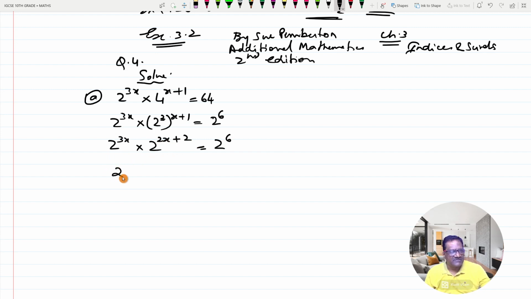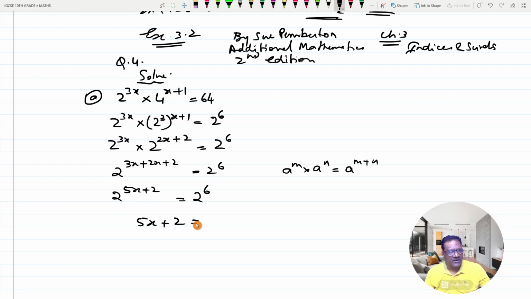Now on the left hand side, I can do 2 raised to 3x plus 2x plus 2 equal to 2 raised to 6. Here I am using this rule, a raised to m into a raised to n is equal to a raised to m plus n. So this happens to be 2 raised to 3x plus 2x is 5x plus 2, equal to 2 raised to 6. Now because the bases are the same, I can equate the powers, which I am doing now. 5x plus 2 equal to 6.